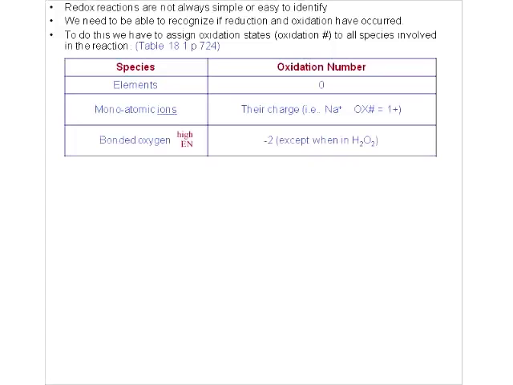Anytime oxygen is bonded, that's the key word there, bonded, because when it's by itself, it's going to be 0. But when it's bonded, it's always going to be the substance that has the highest electronegativity, 3.5. So anytime it's making a covalent bond, it's always going to be the one that attracts the electron. So oxygen is always going to be -2.